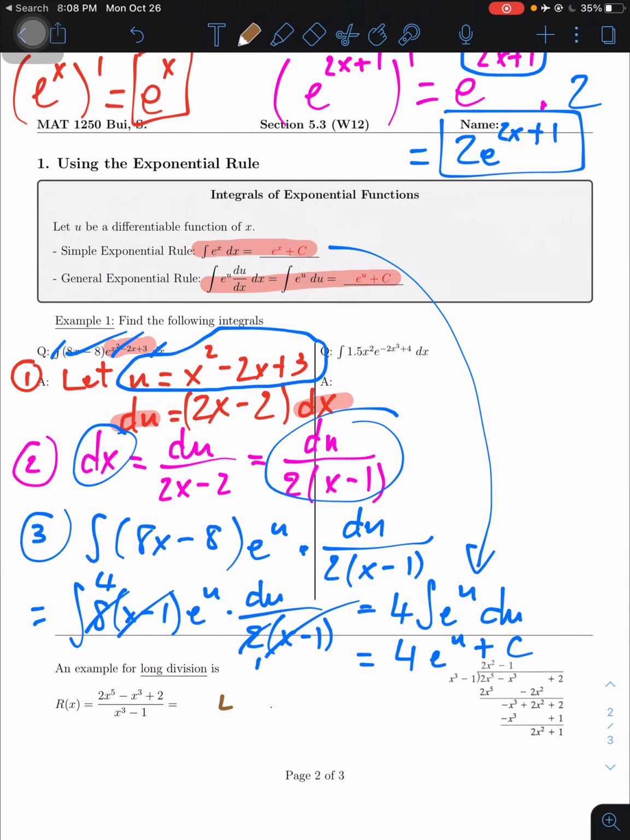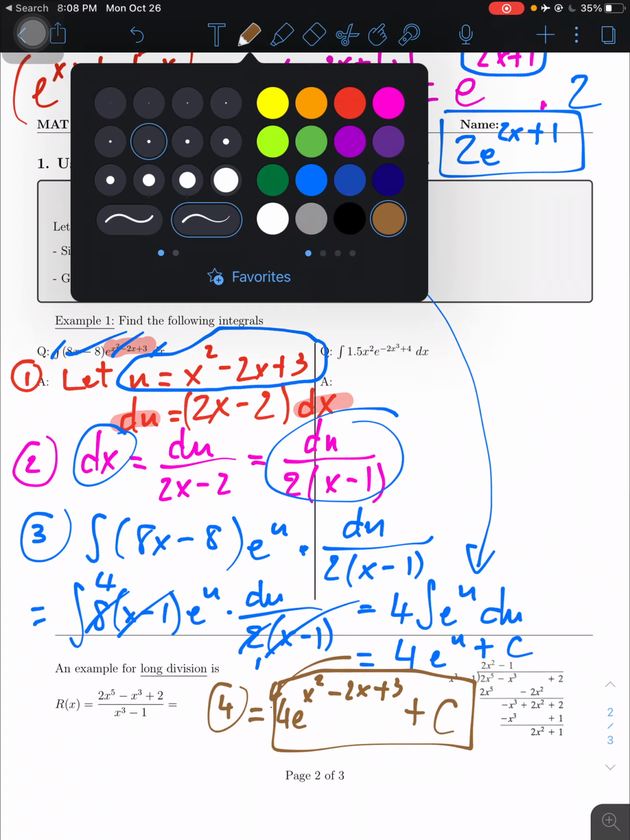So step 4, we have this equals 4e^(x^2 - 2x + 3) + C, and this is it. This is the final answer that we have for this case. I think it's similar to what we did in the last section: we just have to do substitution, and everything after that is just plugging in a formula, canceling out the common terms, and then there you go, the answer.